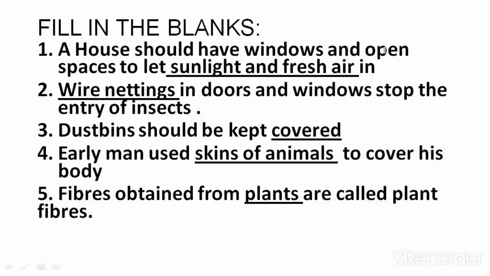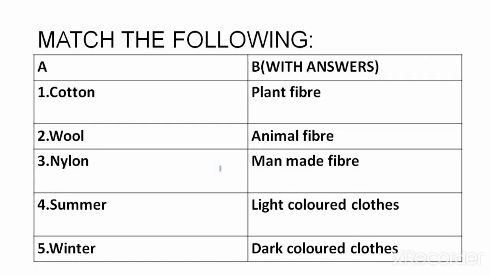A house should have windows and open spaces to let sunlight and fresh air in. Wire nettings in doors and windows stop the entry of insects. Dustbins should be kept covered. Early man used skins of animals to cover his body. Fibers obtained from plants are called plant fibers. Now next, match the following.